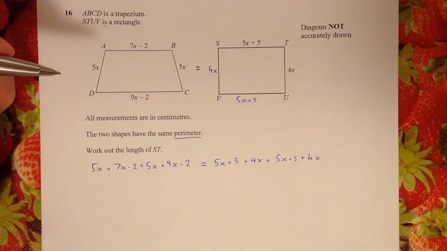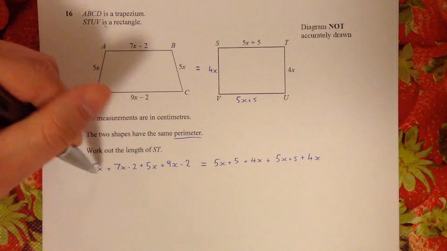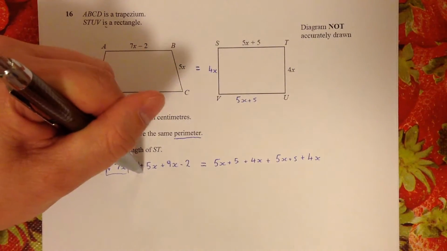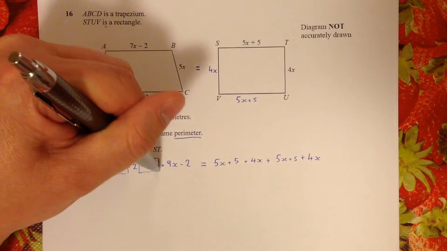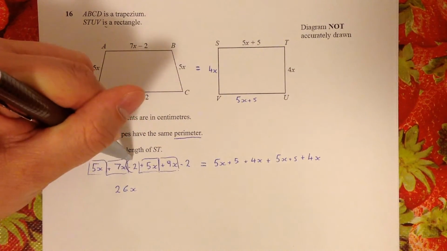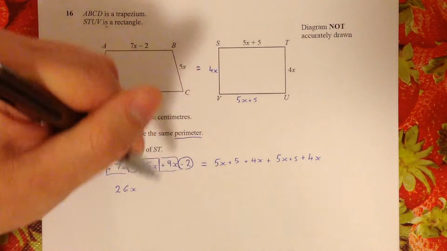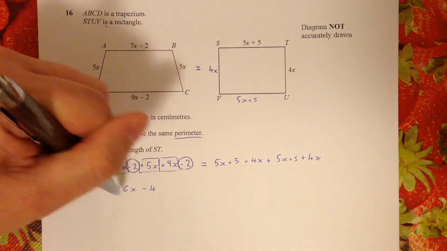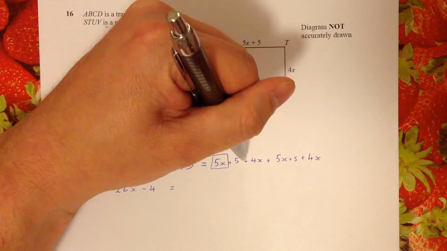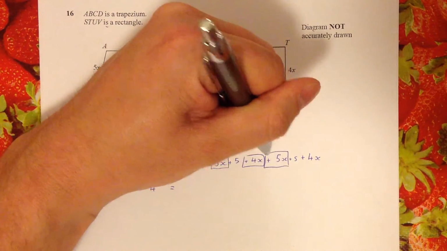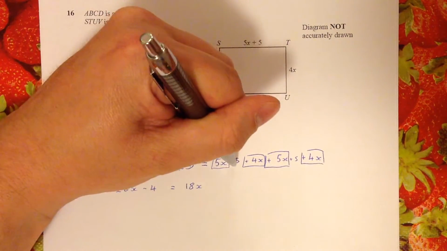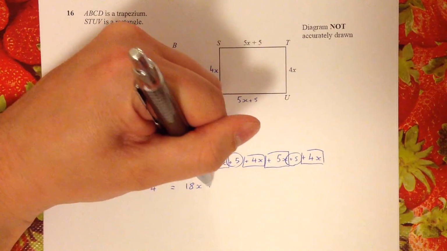Let's tidy this up a little because that looks very complicated at the moment. So on the left hand side, all of my x's, I've got 5x plus another 7x, so that's 12x, plus another 5x, that takes me to 17x, plus 9x, well that takes me to 26x, and then separately the numbers, minus 2 minus another 2 is minus 4, so we have a simplified expression for the trapezium's perimeter, and that's going to be equal to 5x plus 4x is 9, plus 5x is 14, plus 4x is 18x, and then the numbers, plus 5 plus another 5 is plus 10.